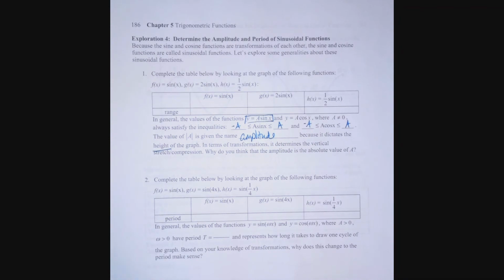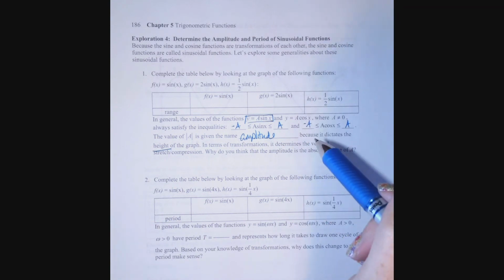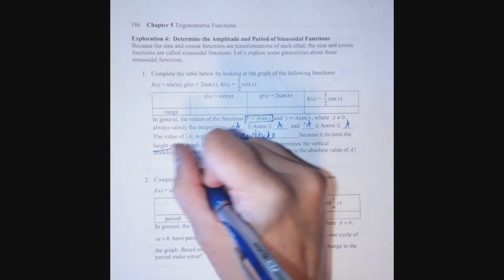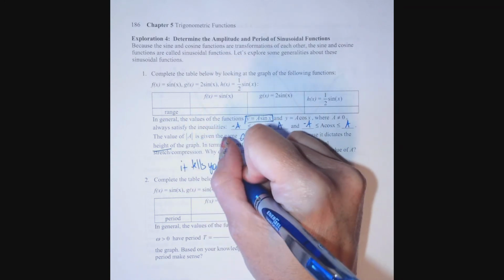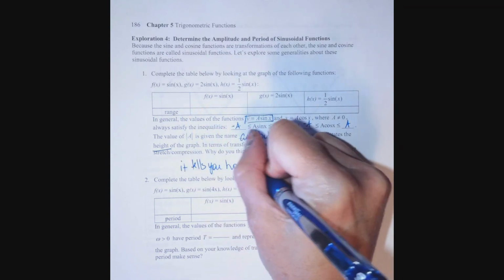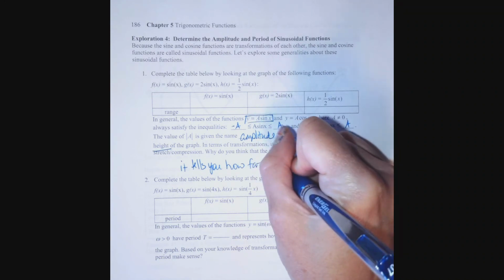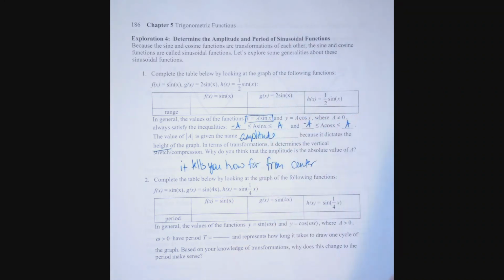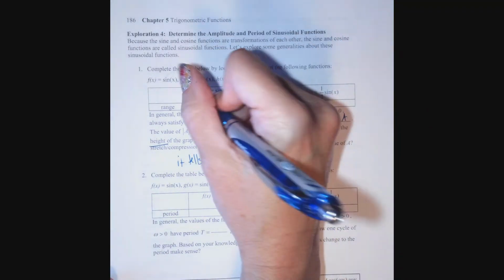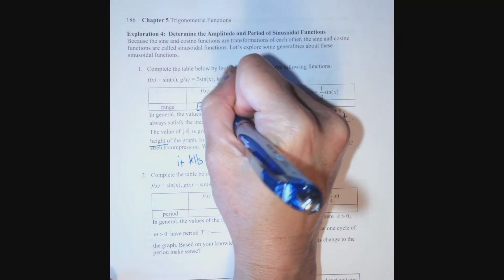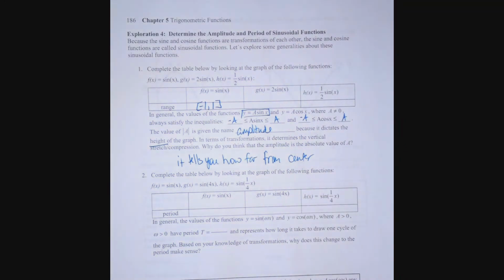Why do you think the amplitude is the absolute value of a? Because we don't care about whether it's positive or negative. It tells you how far from center. Distance. It tells you how far from center. So sine of x, my range we know is going to go from -1 to 1. So let's graph that first.